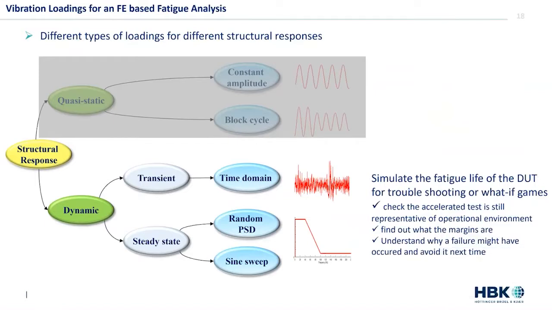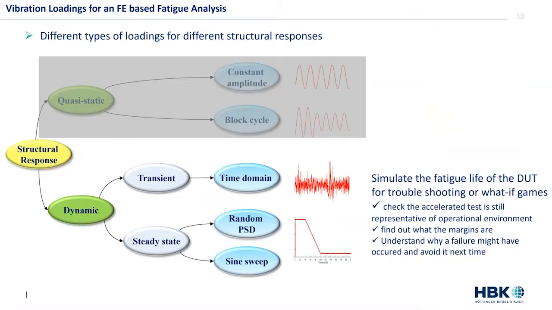So do you want to troubleshoot it? You want to do what-if games? You want to check that the acceleration factor, where you've brought it down to a 12-hour test, whatever, is it still representative of the operational environment? In other words, does it still replicate the same failure mechanism? You want to find out what the margins are. If you're running a 12-hour test, could it last 20 hours and still the battery pack would be intact, or the performance would still be applicable, things like that. And you want to understand why a failure might have occurred, so you can avoid it next time by redesigning it.